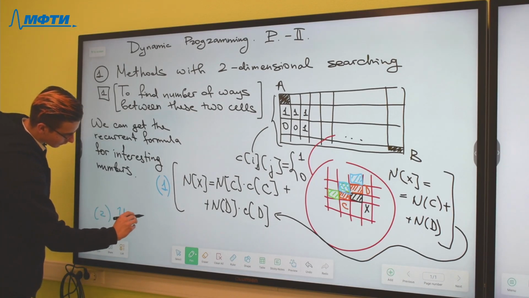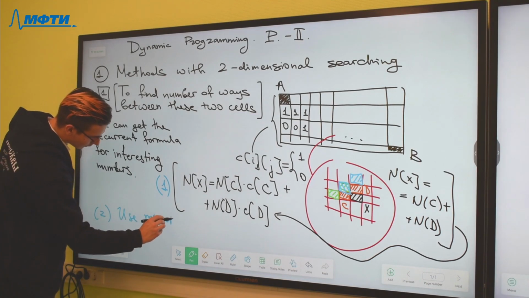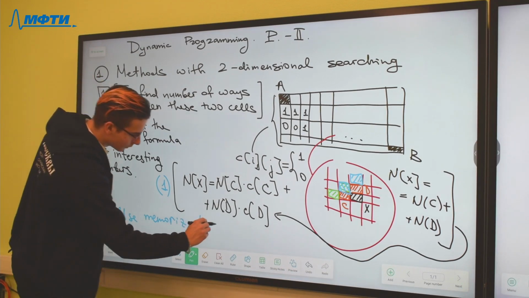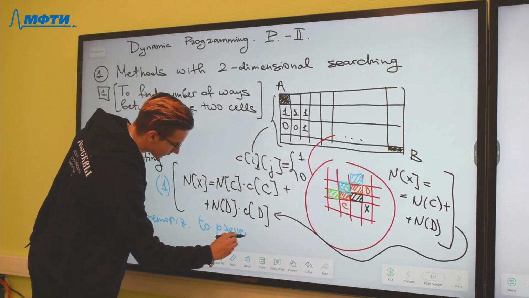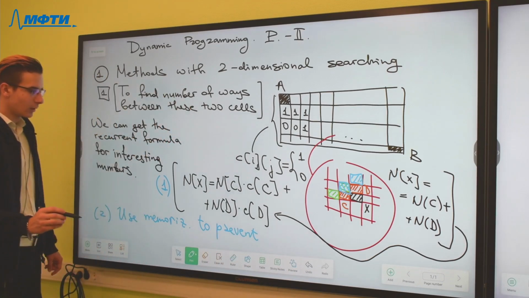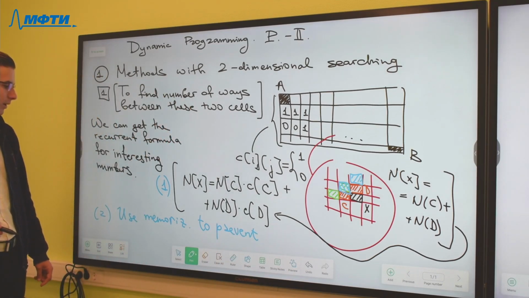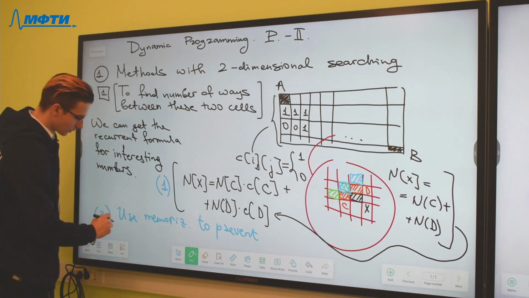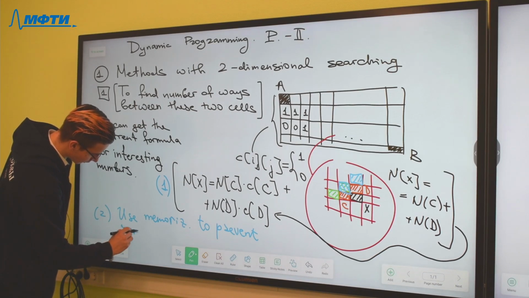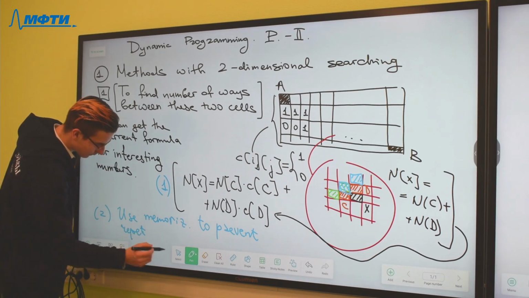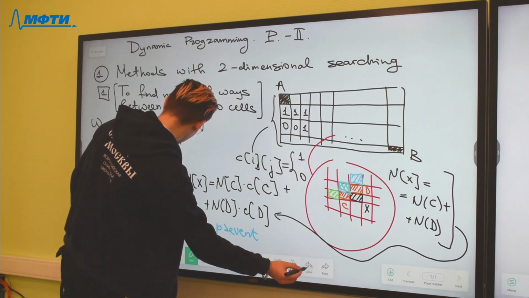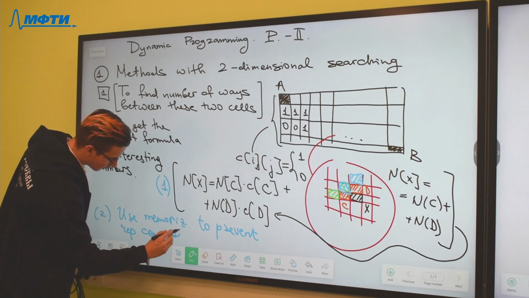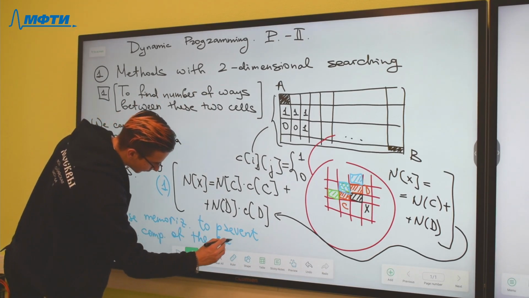So use memoization to prevent repeating of the computation of the subtasks. Repeating computations of subtasks.